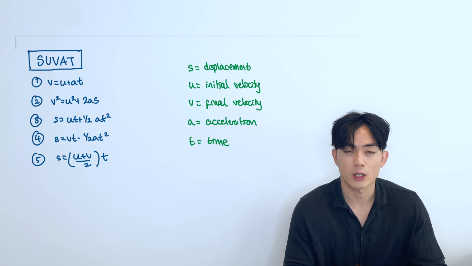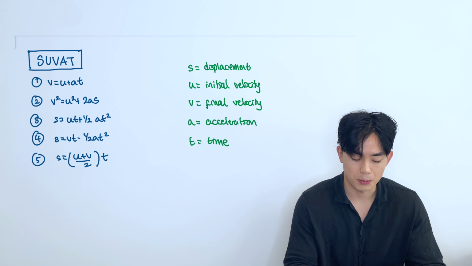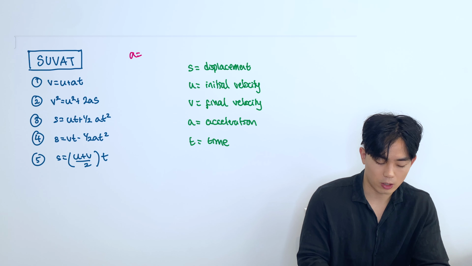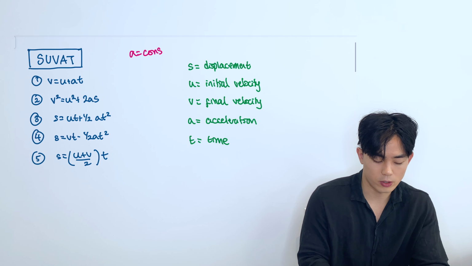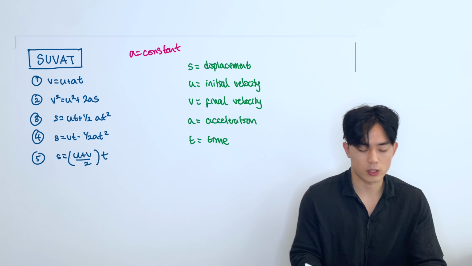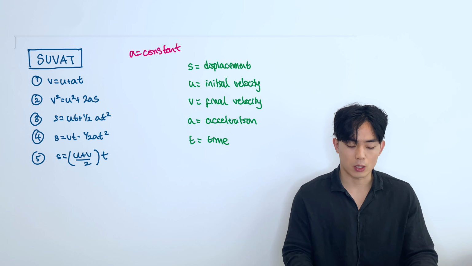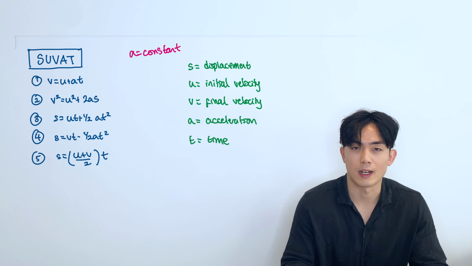First things first, there are 5 of these equations, and they're only really applicable when the acceleration is constant. So when the acceleration is constant, then we can use these equations. If it's not constant, then we can't use any of these equations. We're going to be using a different method, which we'll look at in a later video.